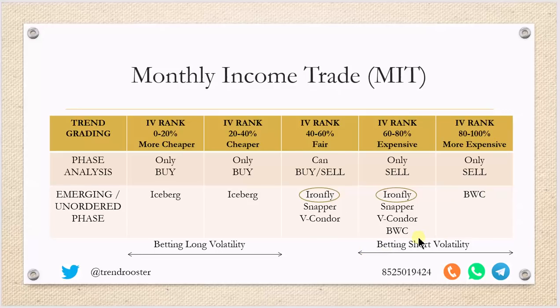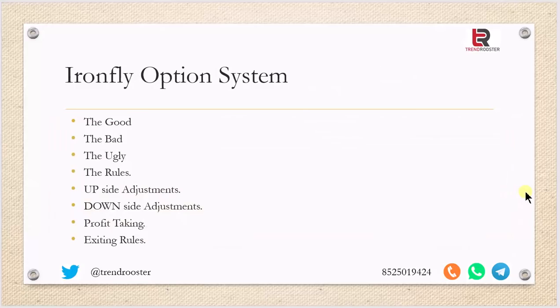In the fair to more expensive area, basically all these systems and strategies are betting on short volatility. In the cheaper area, 0 to 40, we are betting on long volatility. It's designed in such a way that it works. So today we are focusing on the Ironfly system and how to deploy it. Let's move on. We're going to look at this Ironfly system in depth.